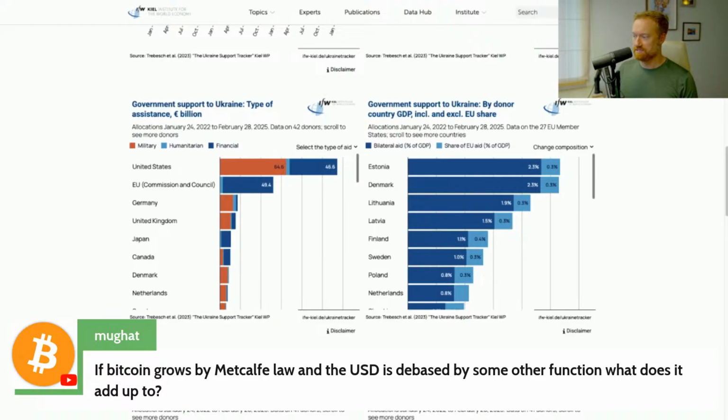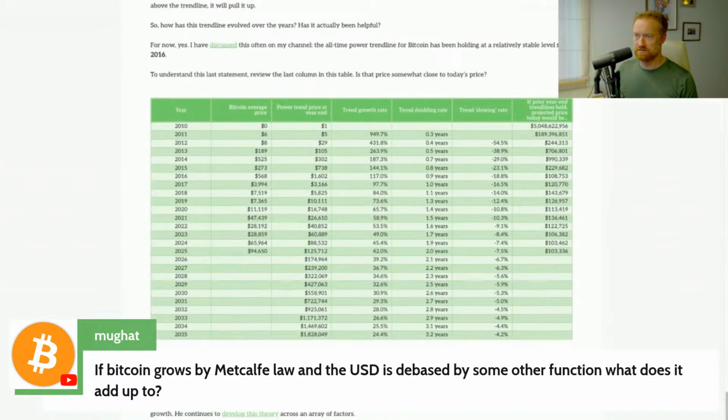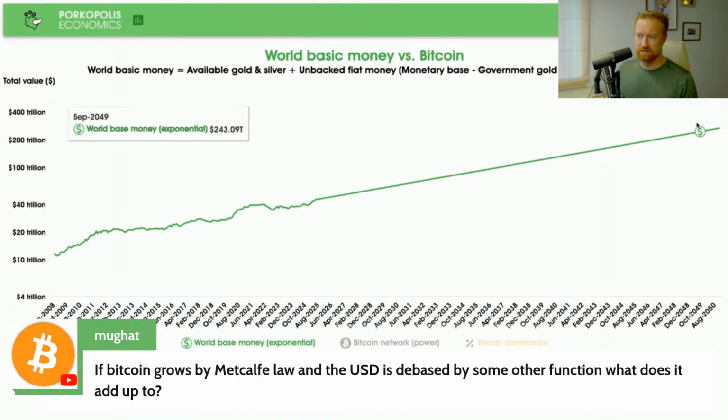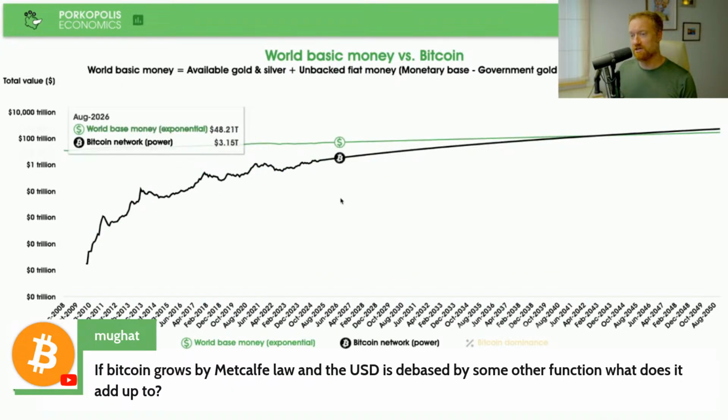It adds up to this. Fiat grows here, constantly, exponentially. Bitcoin grows here, proportionately, on a power curve, and they meet here.